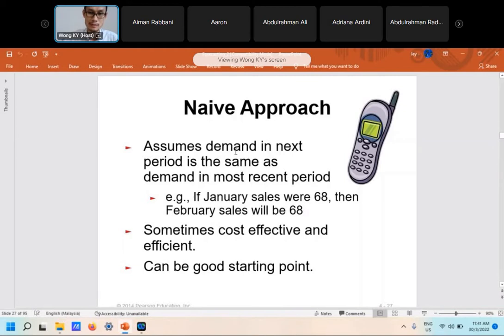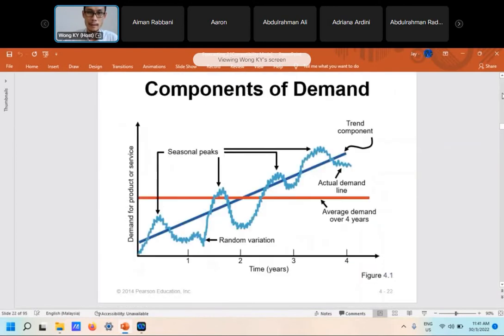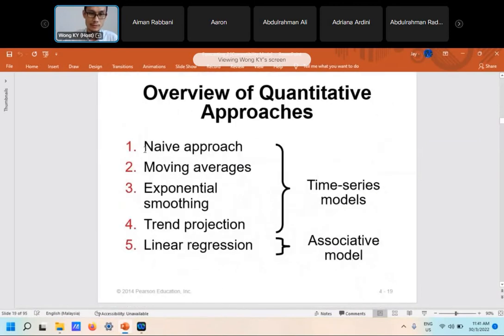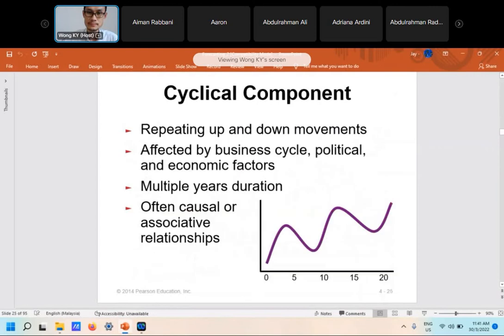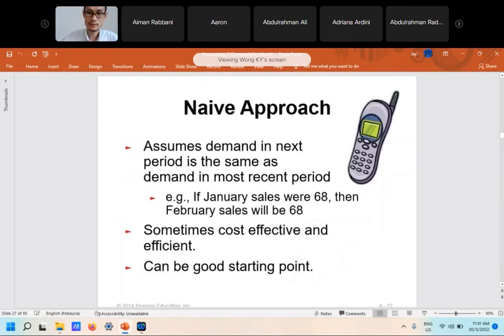Now we go into the real thing. We look at the technical approach, the time series approach, the quantitative approach that we use to do forecasting. The first approach, if you remember, is called the naive approach. Then moving averages, exponential smoothing, and so forth. Now, the naive approach is the simplest. You know what naive is, right? Naive means not based on anything. It's just naive, old school, a traditional approach.